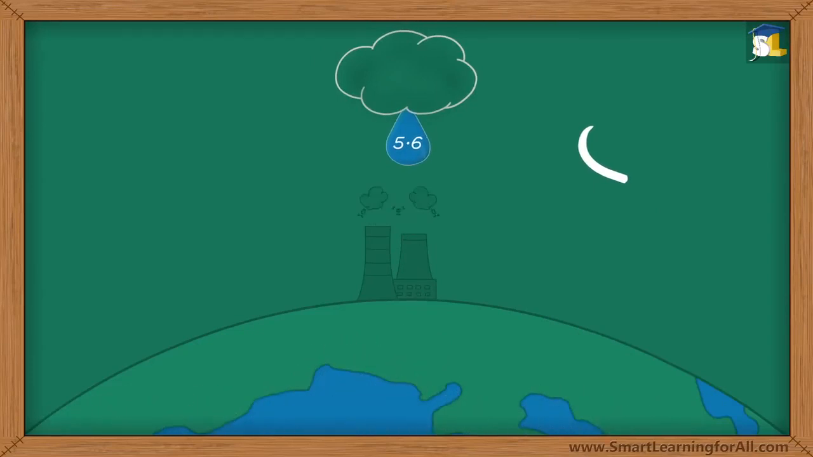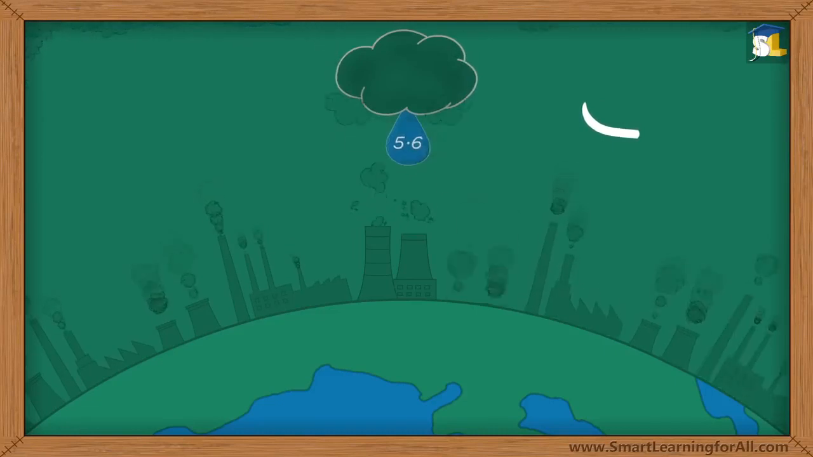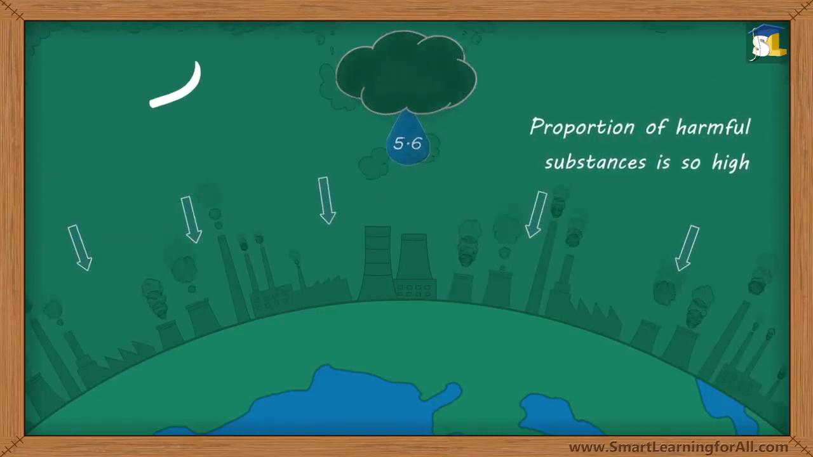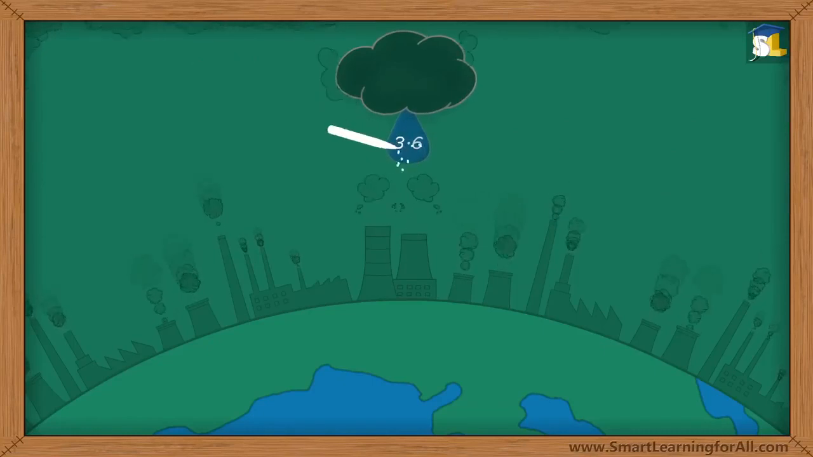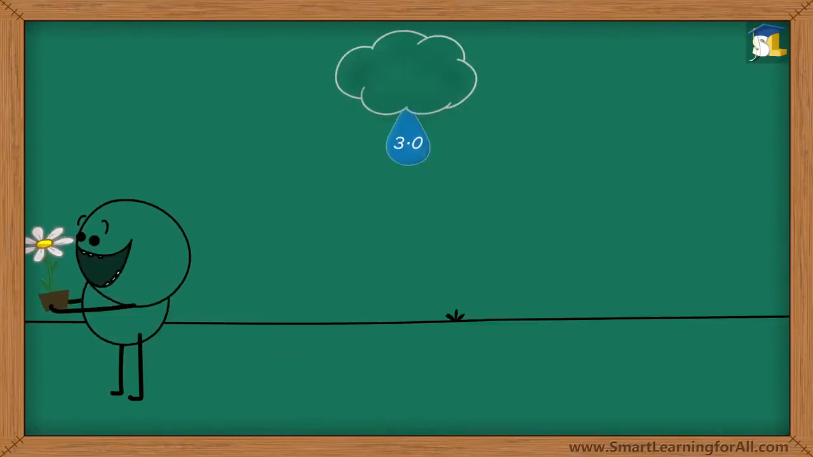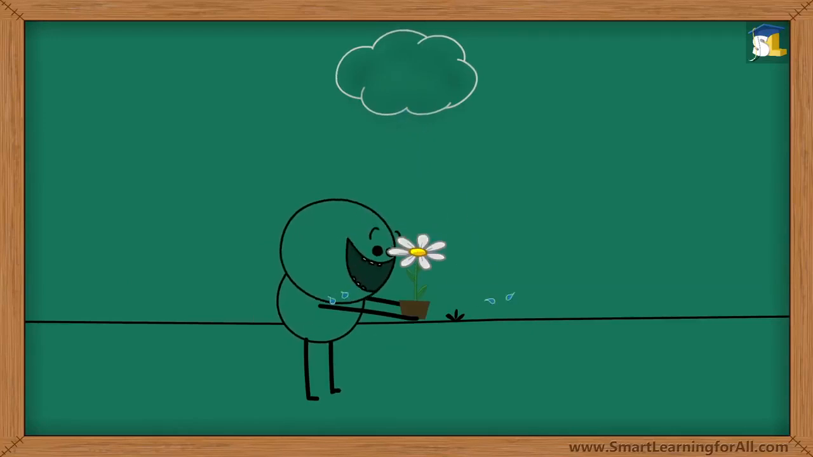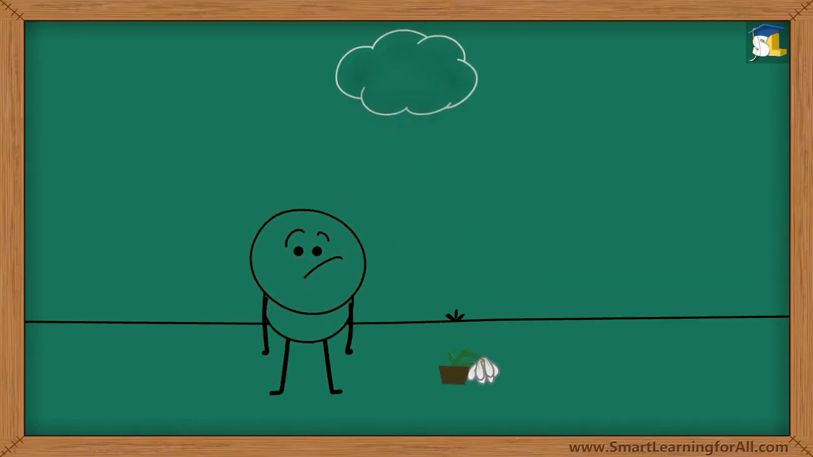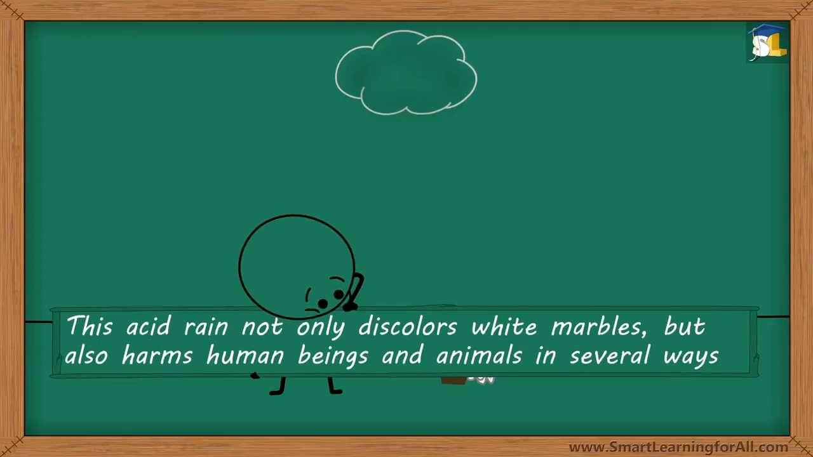But in last few years, many harmful substances are being released into the atmosphere. Addition of these substances drops the pH of rainwater. In certain cities, the proportion of these harmful substances is so high in the atmosphere that it drops the pH of rainwater to a much lower level, making it strongly acidic. When this strongly acidic rainwater falls down, it is termed as acid rain. This acid rain not only discolors white marbles, but also harms human beings and animals in several ways.